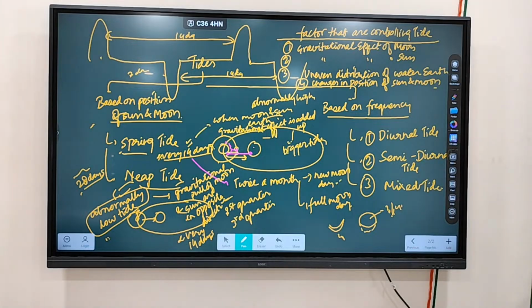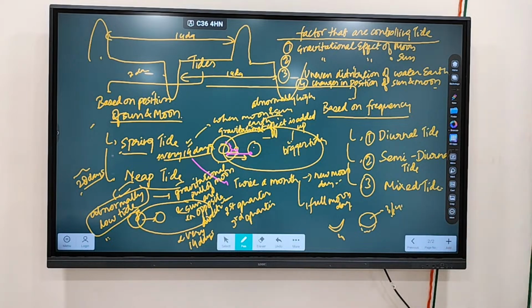Fine. Any doubt regarding this one? So what is spring tide and what is neap tide? Spring tide is when there is an abnormally high tide. Why is there an abnormally high tide? Because sun, moon and earth come in a straight line, leading to gravitational pull added up in the same direction. This situation is called a spring tide. When will spring tide occur? Generally on full moon day or new moon day.